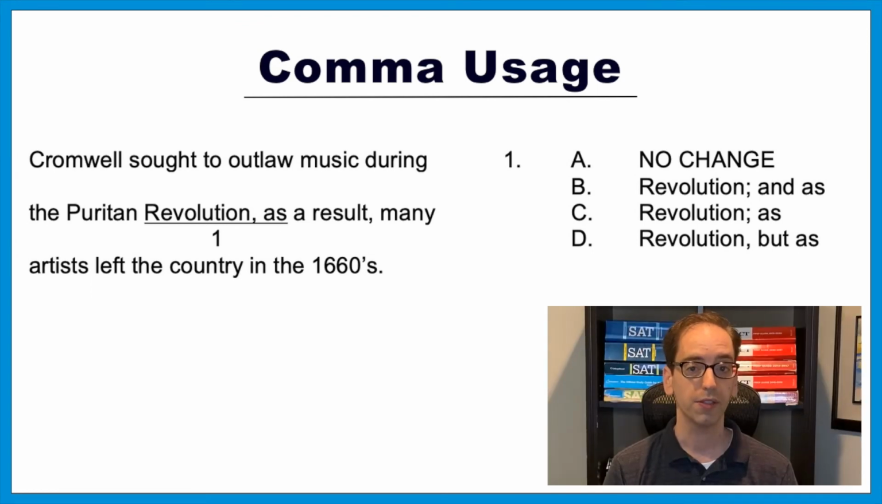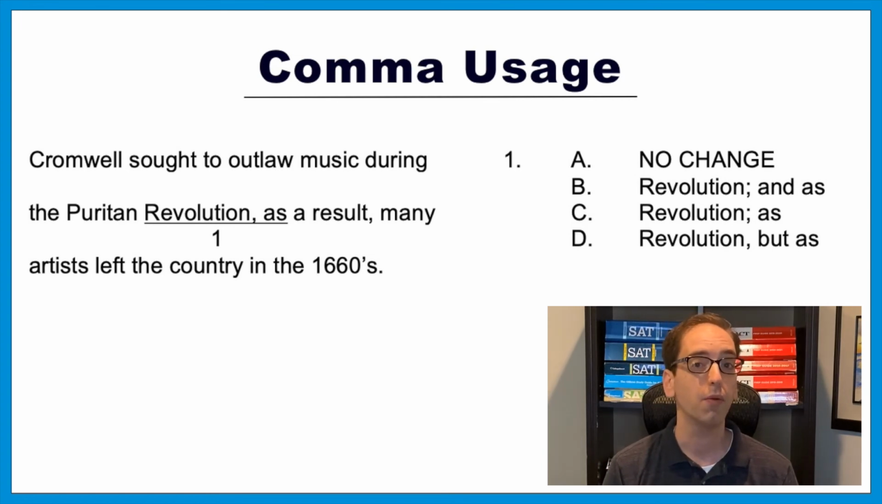On a question like this, the thing you need to ask is whether or not you have full thoughts. So let's read the first part, just up until the comma. Cromwell sought to outlaw music during the Puritan Revolution. That's a full thought. Let's check out the second part now. As a result, many artists left the country in the 1660s. That's also a full thought. This has two full thoughts separated by a comma. That is called a comma splice. You're not allowed to use a comma that way. But you are allowed to use a semicolon that way. The answer is choice C. That gives a semicolon between two full thoughts.